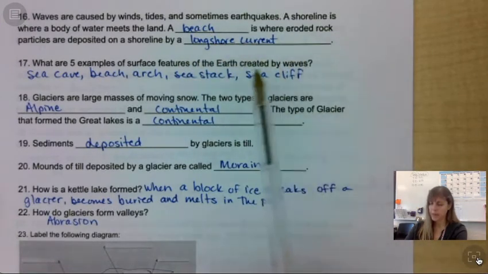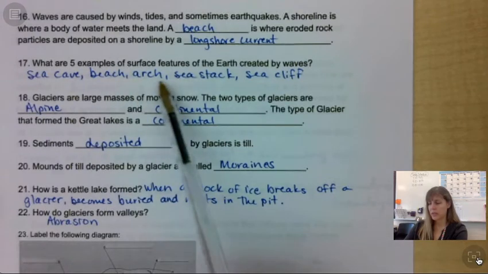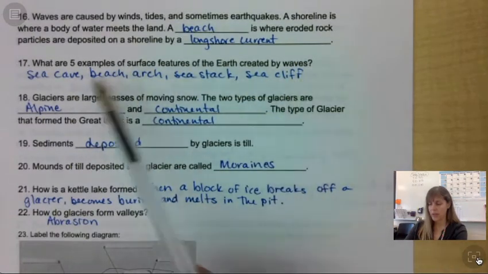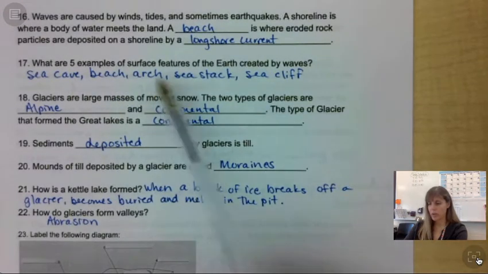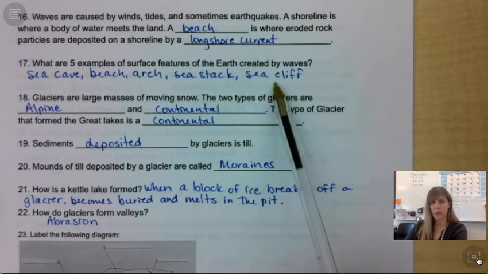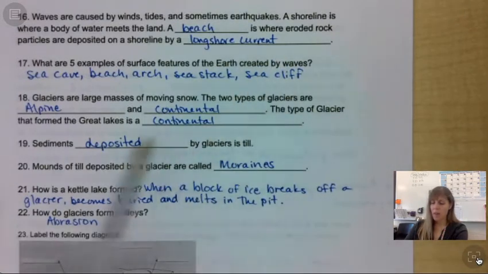Okay? 17, what are 5 examples of surface features of the earth created by waves? A sea cave, a beach, an arch, a sea stack, or a sea cliff. All of those are created by waves. And then we moved into glaciers.